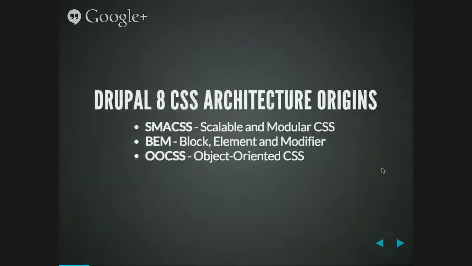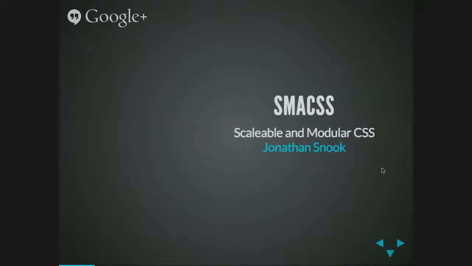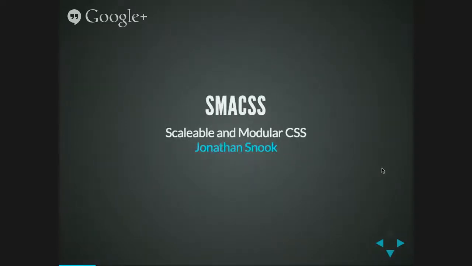So the origins of this architecture, there's more to it than this, but there's really three methodologies that this comes from. There's SMACSS, obviously. That's scalable and modular CSS. This BEM syntax, the block element and modifier, and object-oriented CSS, which is this framework and concept. And I'll go into each one of these. SMACSS was started by Jonathan Snook. He actually published the book, SMACSS, and it's how I really started down this path.